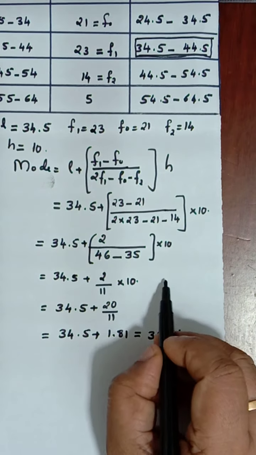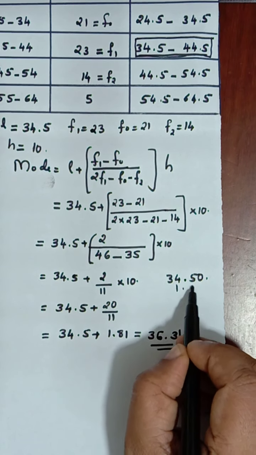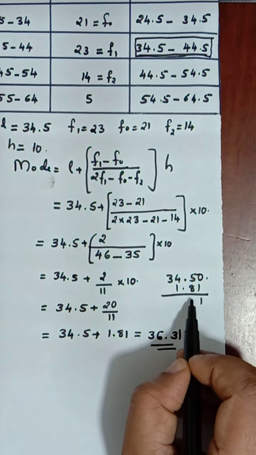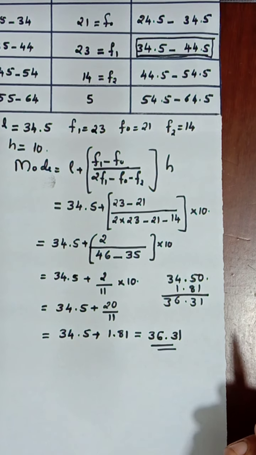Just add it and see, you will be getting the answer. Those who don't know, just see the addition. 34.5 plus 1.81, okay, is 36.31. That is the average age for which maximum cases occurred.